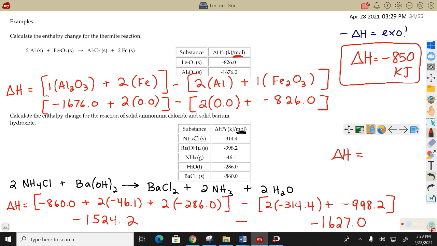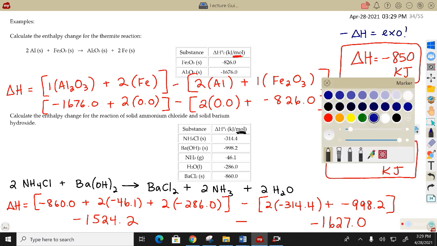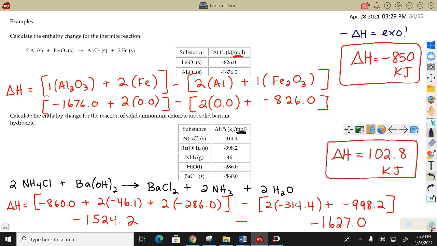this is going to be positive, isn't it? Yes, it is. 102.8. And then we would use the unit kilojoules. There we go. And so this one had a positive delta H. That positive delta H is telling me that it's endothermic. Positive delta H is endothermic.